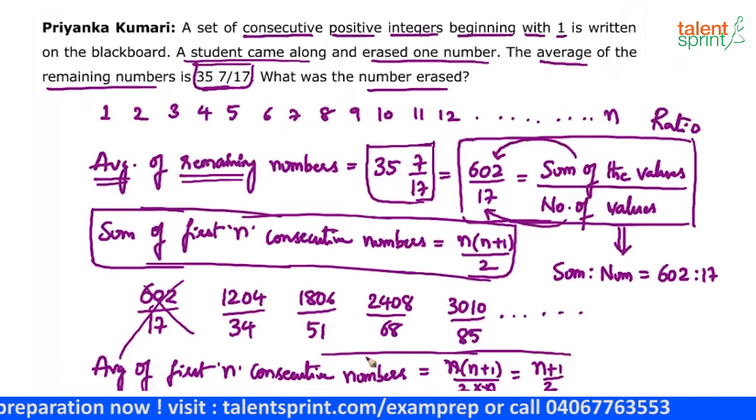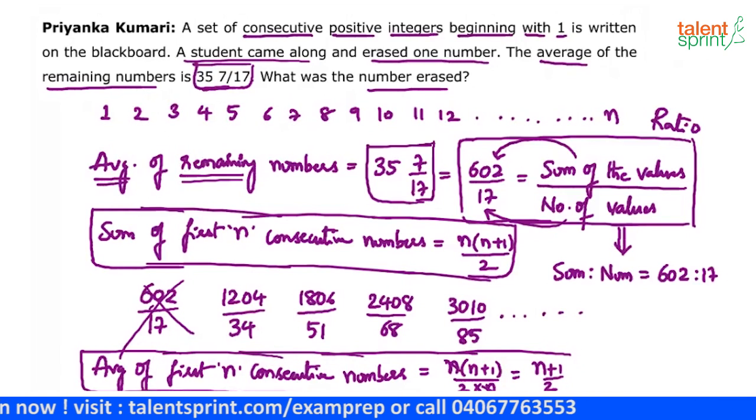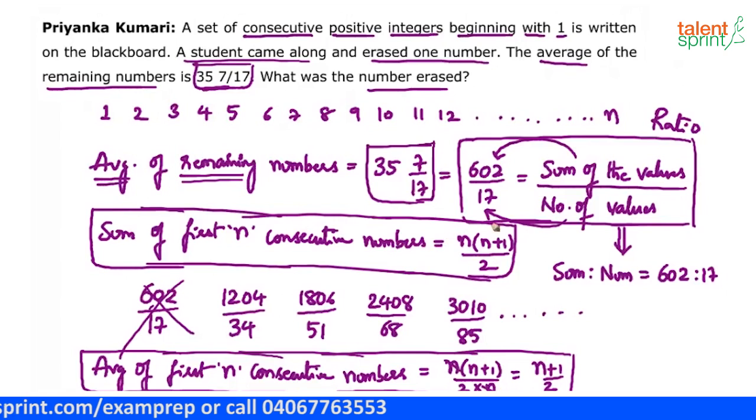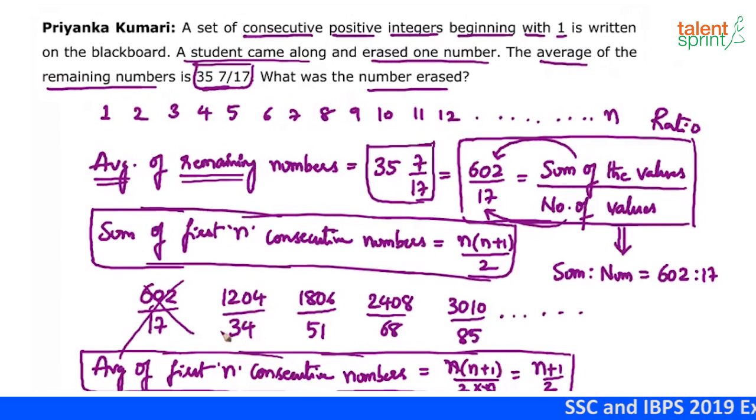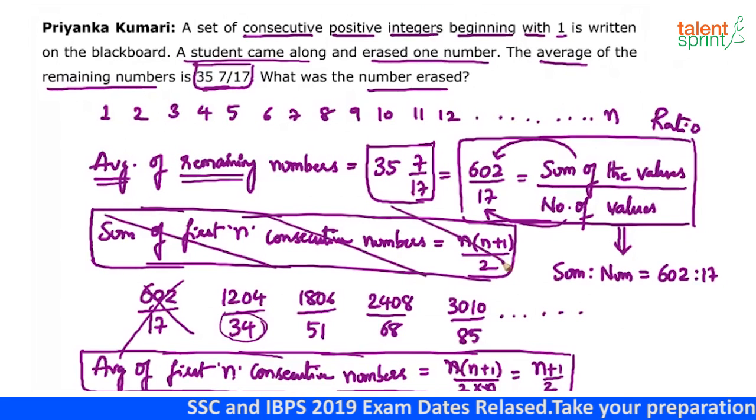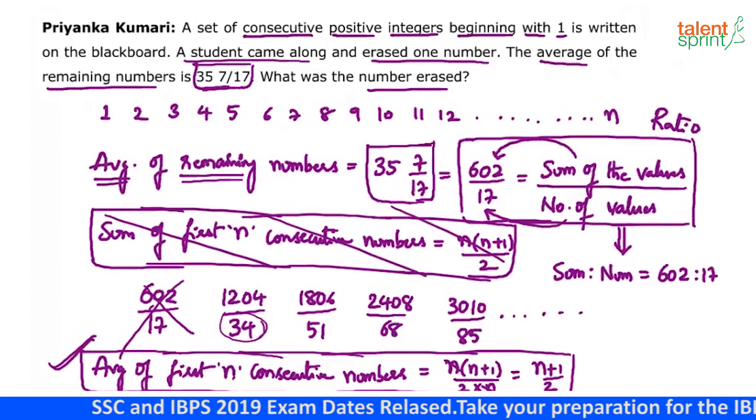So this again is an important point, assuming that you will know all these things. The average of the first n consecutive numbers is n plus 1 by 2. So the point that I'm trying to make is, if you take the second ratio 1204 by 34, we are saying that remaining numbers were 34. If remaining numbers were 34, originally there were 35 numbers. What will be the average of the first 35 numbers? You're getting it? Just go by this point now. Forget about sum. Let's look at average. This is a better way of checking it.